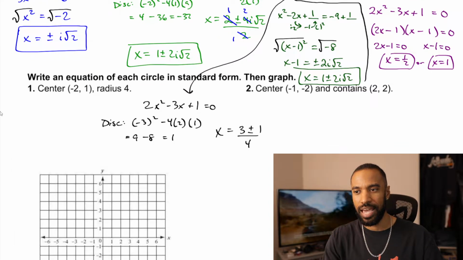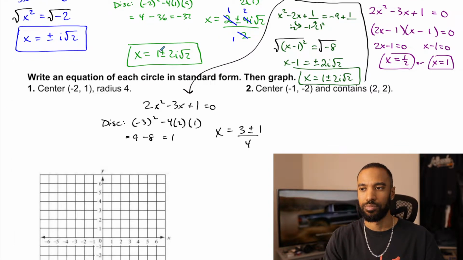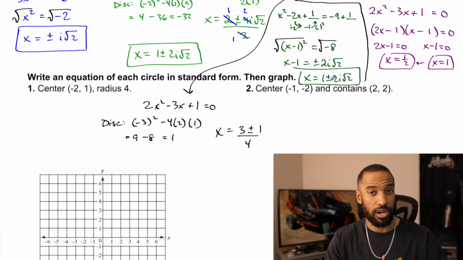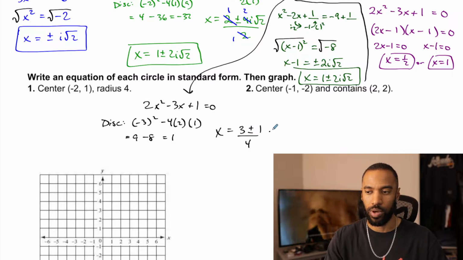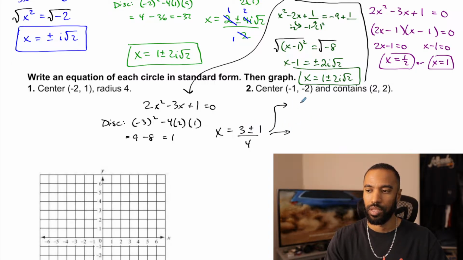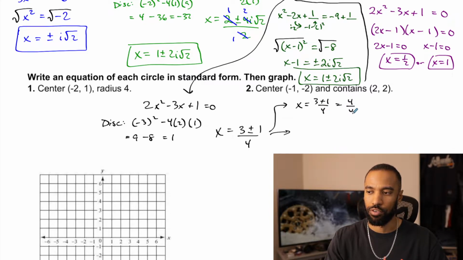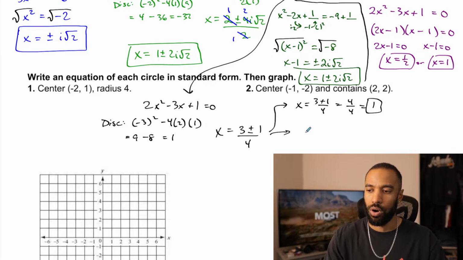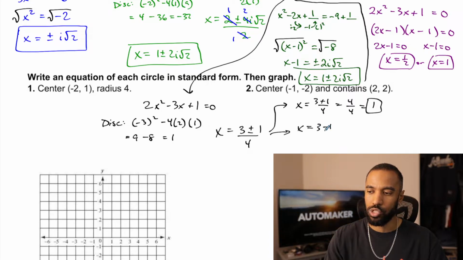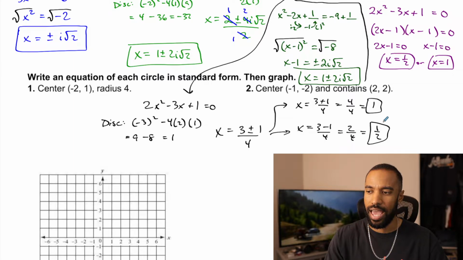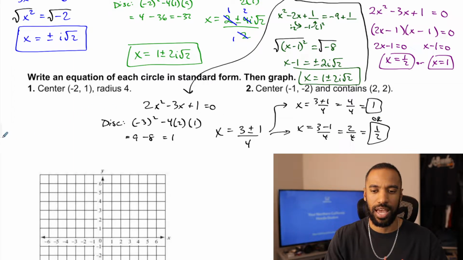Do I leave it like that? No. Because you can actually combine like terms here, unlike if it's irrational and or imaginary. Here we can actually do 3 plus 1 and 3 minus 1. So x equals 3 plus 1 over 4, which is 4 over 4, which is 1. Or x equals 3 minus 1 over 4, which is 2 over 4, which is 1/2, this or that.